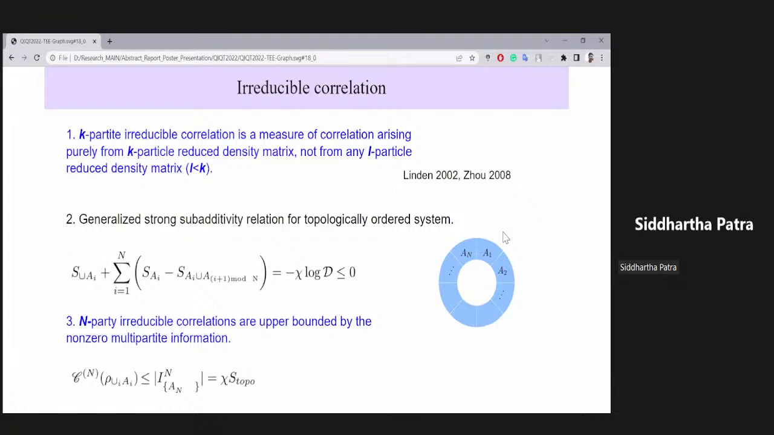In this way, we have also shown that we know that strong subadditivity for three subsystems is known for von Neumann entropy. We could derive a general n-partite strong subadditivity for n subsystems for such topologically ordered system arranged in an annular form, which is given in point 2. This non-zero upper bound shows the presence of non-trivial irreducible correlation in such topologically ordered system.